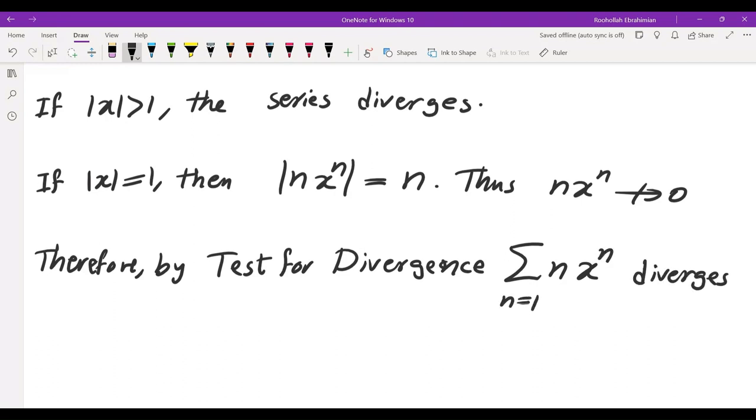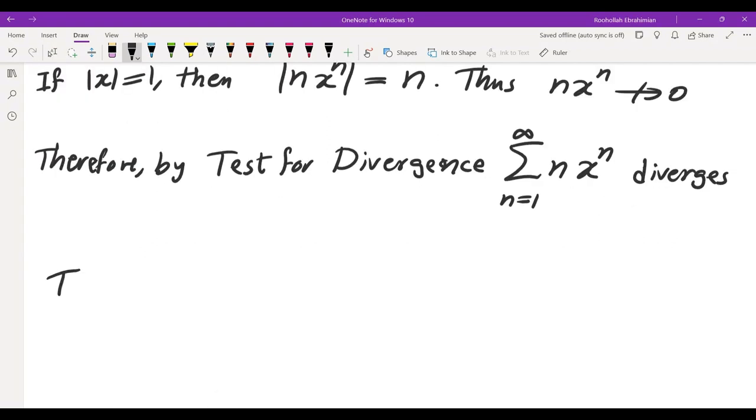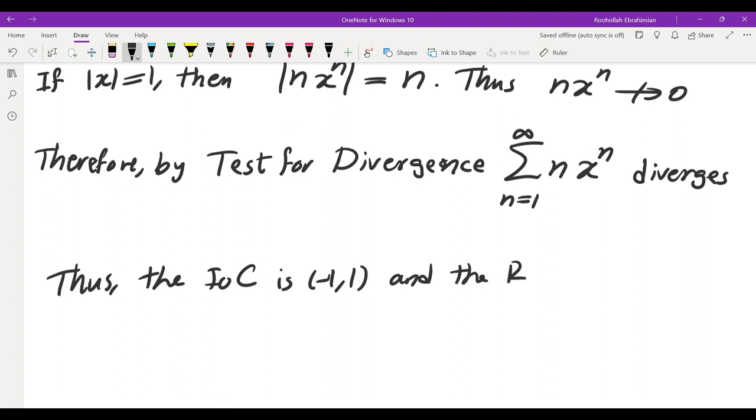Which means that the interval of convergence is negative 1 to 1. And the radius of convergence is 1. And that concludes this video and the series of videos on single variable calculus.